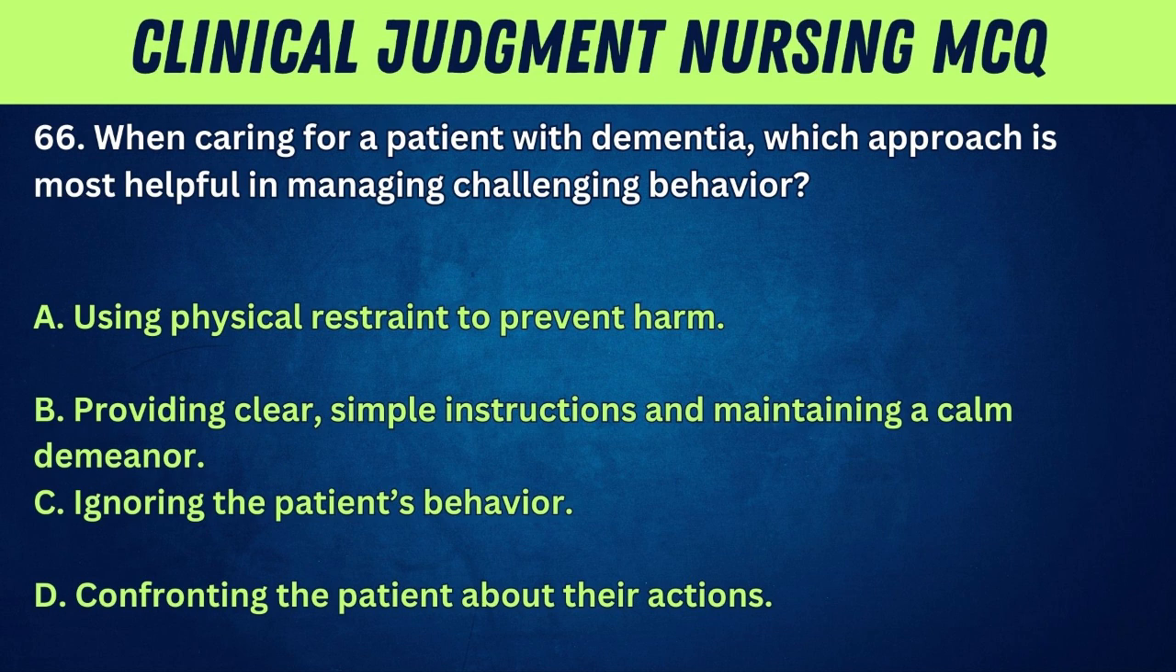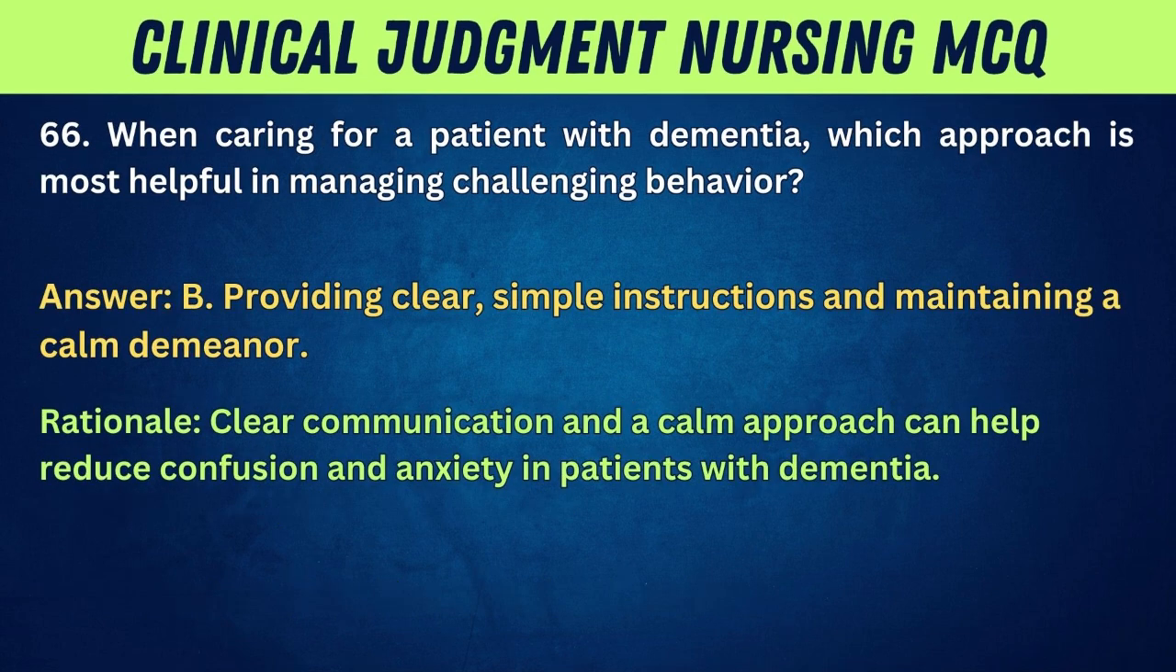66. When caring for a patient with dementia, which approach is most helpful in managing challenging behavior? A. Using physical restraint to prevent harm. B. Providing clear, simple instructions and maintaining a calm demeanor. C. Ignoring the patient's behavior. D. Confronting the patient about their actions. Answer. B. Providing clear, simple instructions and maintaining a calm demeanor. Rationale. Clear communication and a calm approach can help reduce confusion and anxiety in patients with dementia.